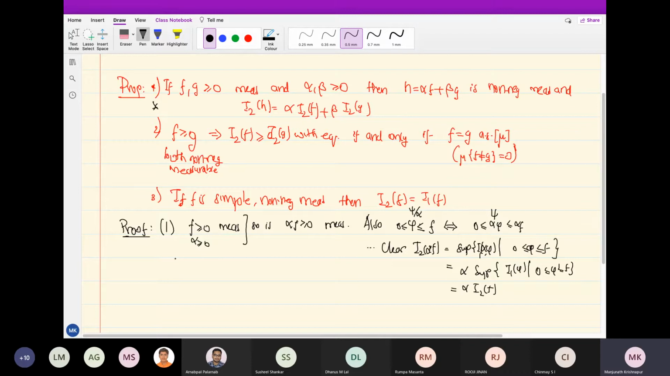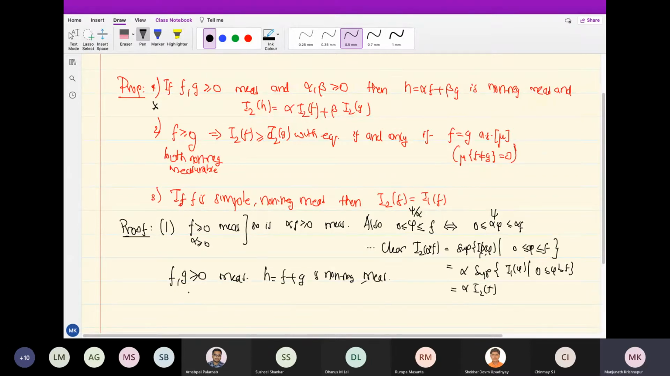So what is interesting is the question of f plus g. Suppose f, g are non-negative measurable, then let h be f plus g. It is non-negative measurable, that is clear. There is nothing to prove there.